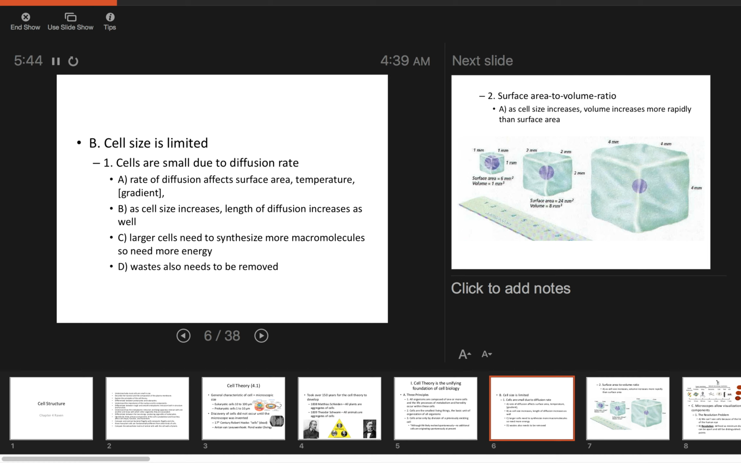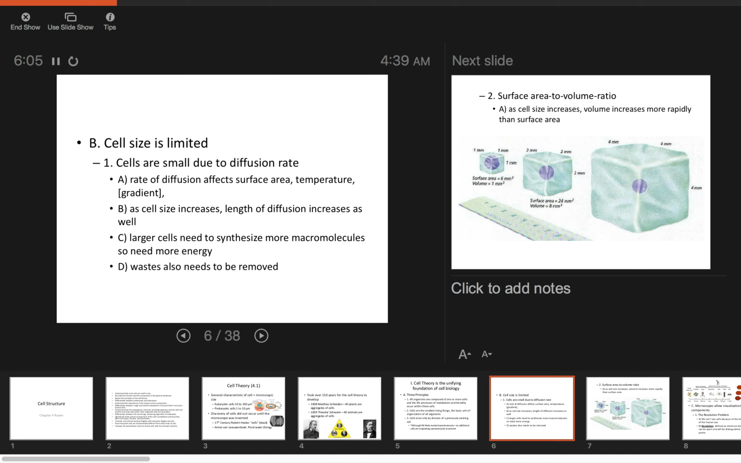So as you increase your surface area, the volume increases, and then the rate of diffusion decreases, and that's bad for a cell. If it can't move things as fast as it needs to, it's going to struggle, it's going to die, it's not going to function properly.